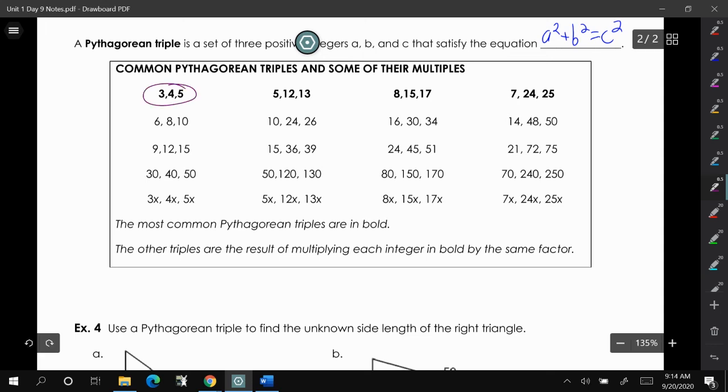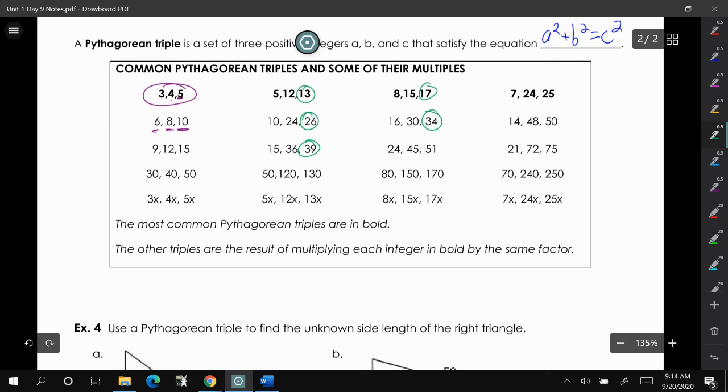So like you see, we have 3, 4, 5. So if I multiply 3 by 2, I get 6. 4 times 2 is 8. 5 times 2 is 10. These numbers will work in the Pythagorean theorem, and the largest number in these triples is always the hypotenuse.